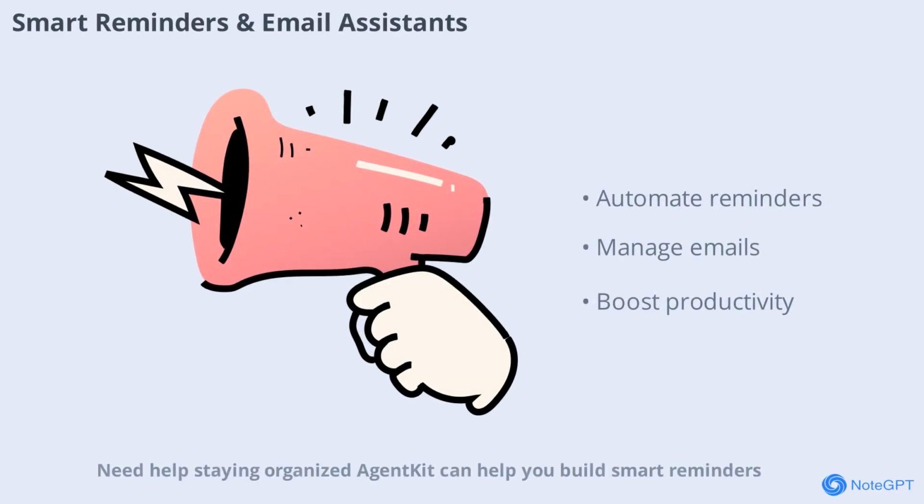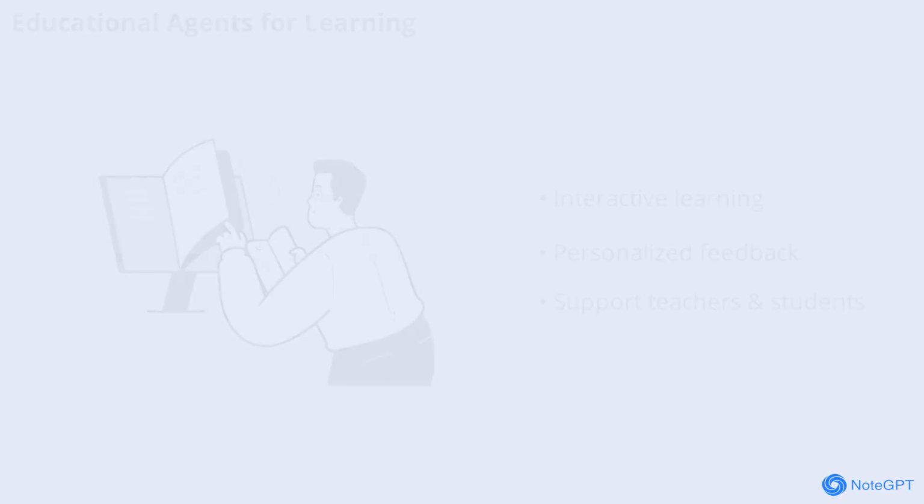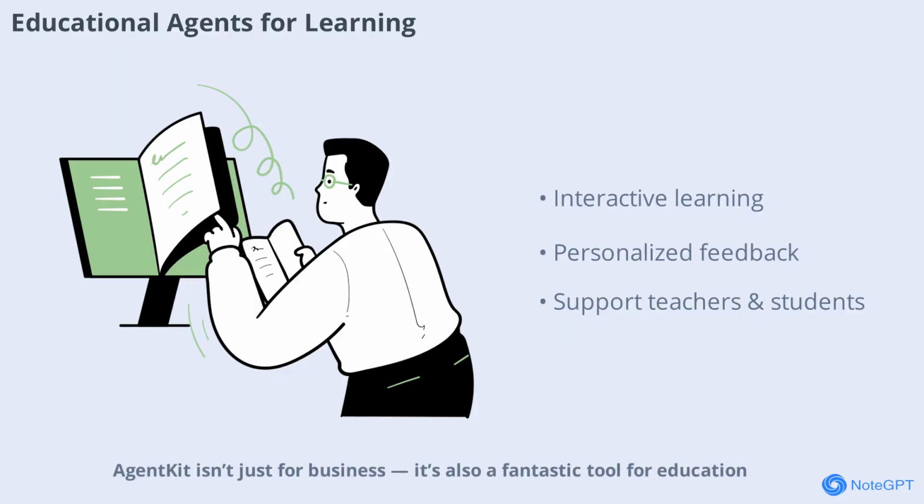Need help staying organized? AgentKit can help you build smart reminders and email assistants that keep you on track. Your AI agent can send reminders, manage your inbox, and even automate routine communications. It's like having a personal assistant that never forgets and always keeps you updated. AgentKit isn't just for business, it's also a fantastic tool for education. You can create educational agents that help students learn, answer questions, and provide personalized feedback.